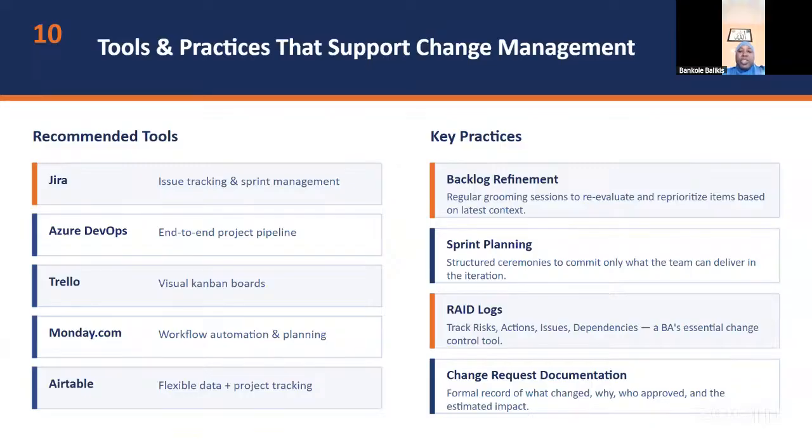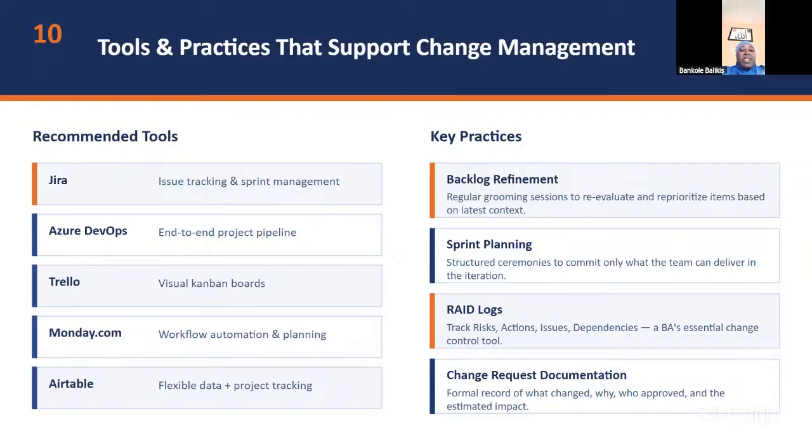So what are the tools and practices that support change management? We have different tools that we can use. For instance, we can use Jira to track progress, to record our user stories, acceptance criteria, and as well track records. Azure DevOps to look at the pipeline of our work from the developer side, what they are doing, and they can also keep some documentation there. Then Monday.com, Trello, to know who is doing what.